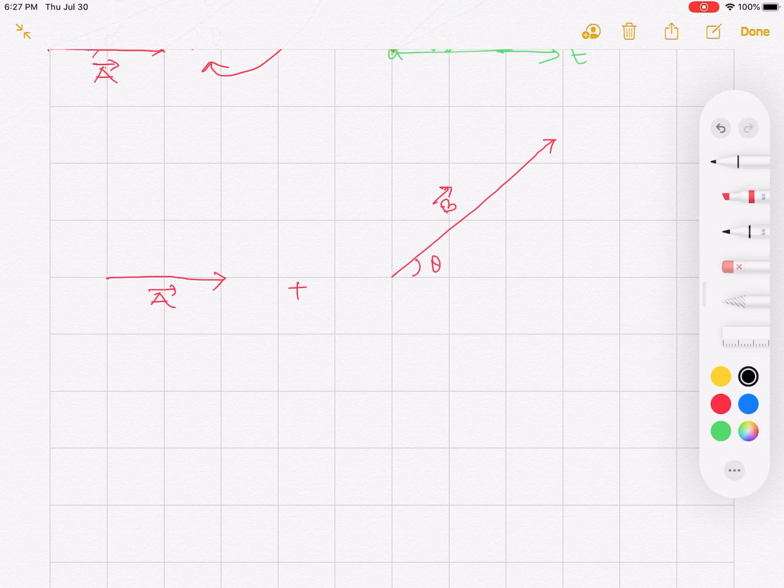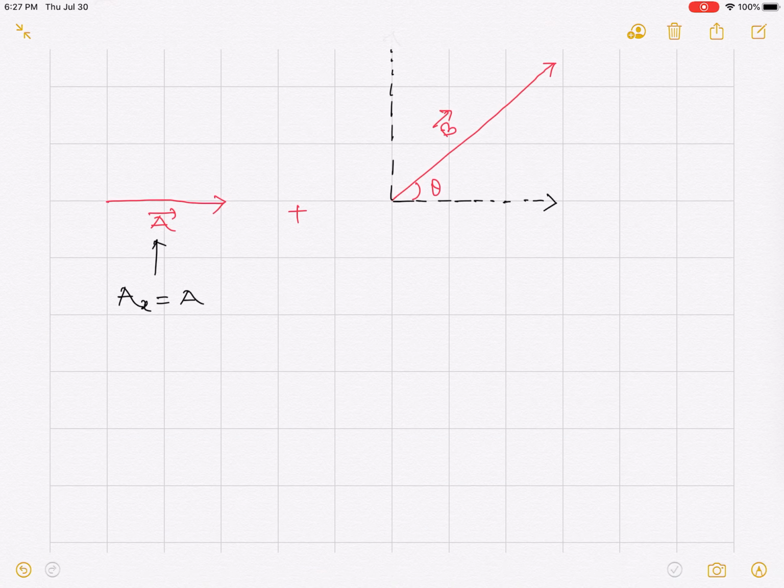The vector resolution, if you don't know how to resolve, then I will make a separate video where you can see how you can resolve a vector into x and y components. So it's already in x components, so I do not need to resolve this one. This one has 0 y component. So for this vector, the x component is a. I will just take the magnitude of a. This a is the magnitude of vector a, and the y component is 0.